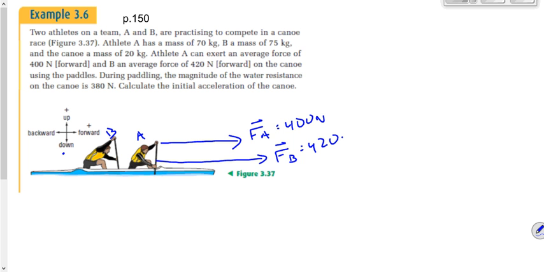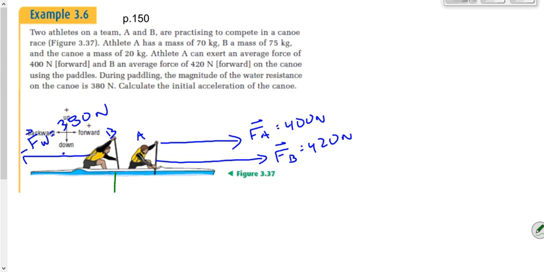Can I draw that right there, or should I have drawn it directly on guy B? It doesn't really matter. They're both accelerating the system, so it doesn't matter where I draw it as long as they're the right direction and roughly the right length. There is water resistance of 380, so it's going to go back this way, about like this. I'll call it FW, but really you can call it whatever you want. Anything else?